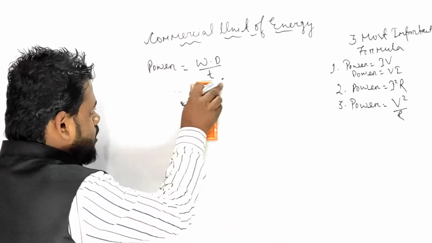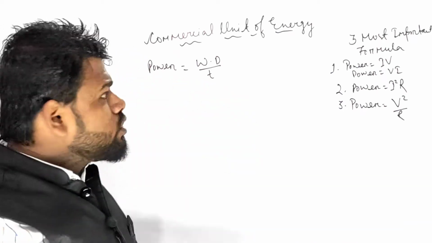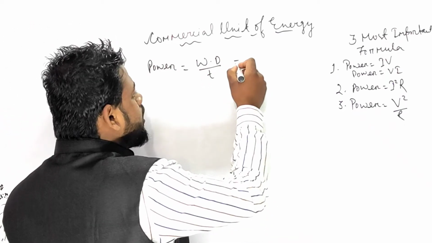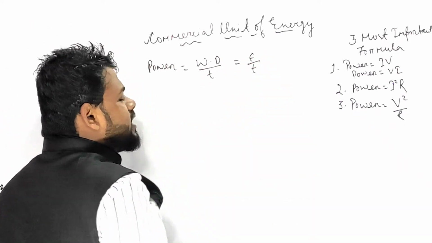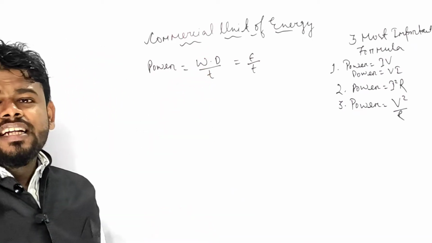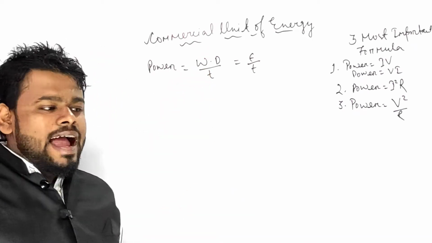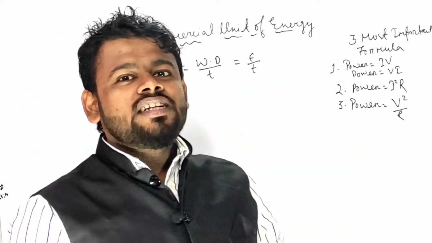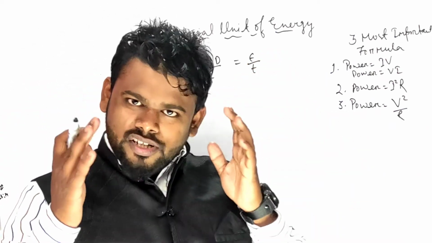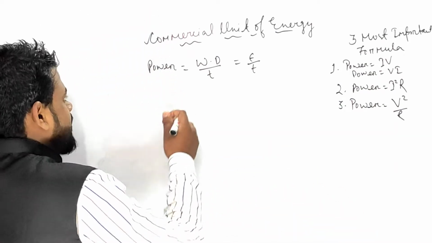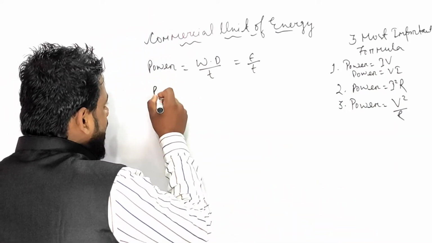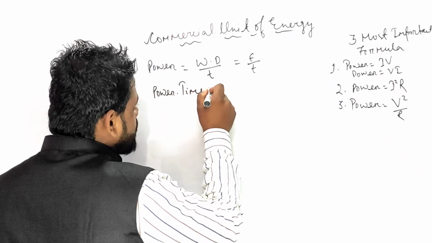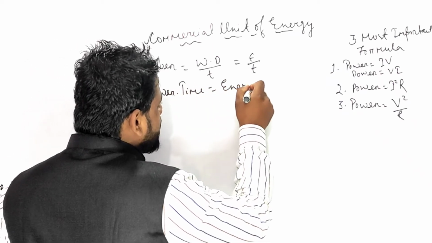Wait, just wait. So W by T was there. Can I convert the W in case of energy? Energy by time, can I convert it? Yes. How? Because work done is equivalent to energy. I am working hard, that means I am applying some energy. Energy SI unit is Joule. Work done SI unit is Joule. So I can even say in this way, power into time equals energy. Am I right, my dear most children?